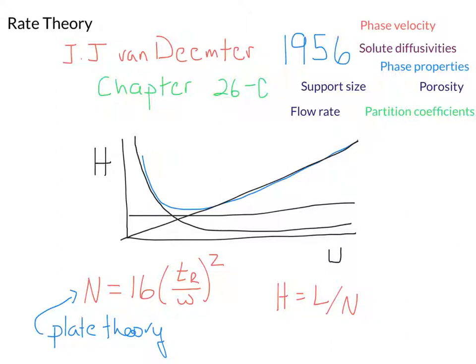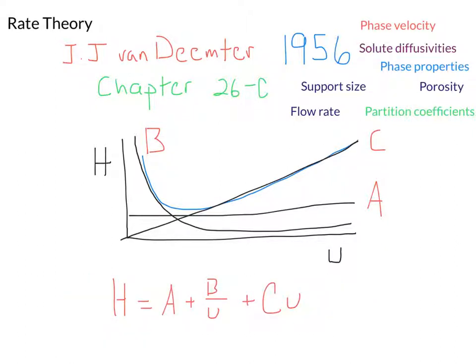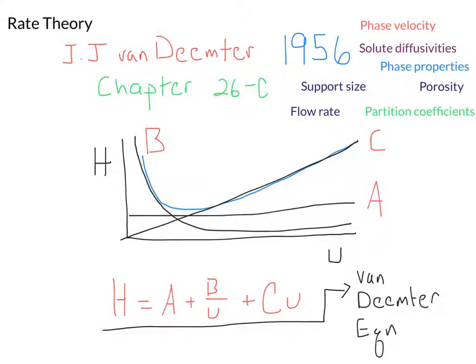So let's see if we can go through each of these components, give them a name, and see what physical parameters give rise to these different terms in a final equation. This equation is called the Van Deemter equation, and by going through this in detail, we can really learn a lot about how to optimize a separation.